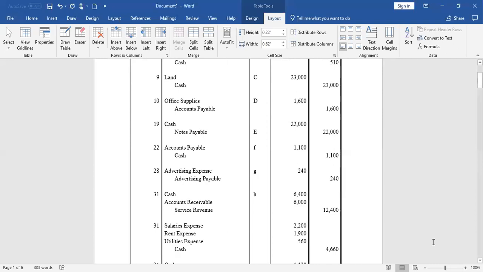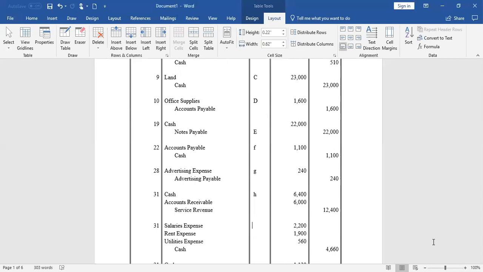Paid employee salaries, $2,200, office rent, $1,900, and utilities, $560. And it says recorded as a compound entry. That means recorded as one journal entry. Don't make a separate journal entry for each item. So instead of increasing salaries expense on the debit side and decreasing cash on the credit side for $2,200, and doing that for each individual expense we paid with cash.